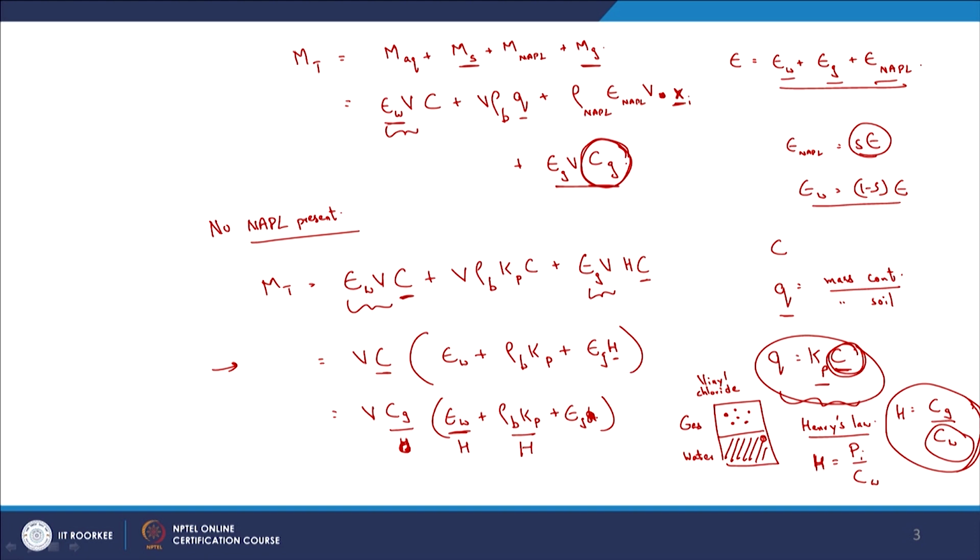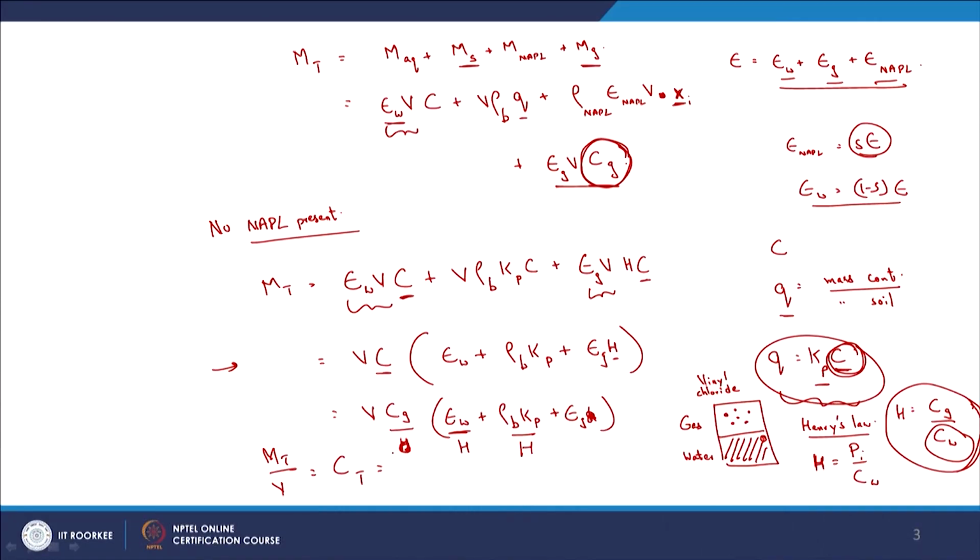How else can I simplify this further? M total by V, the total mass by the total volume, will be the total concentration. That gives us an idea that the contaminant is spread over three phases: water, soil and the gaseous phase. The total concentration sometimes just gives you an idea of the relevant system. I took the volume out to the left hand side: concentration of the gas by Henry's constant, rho B K P by Henry's constant, plus the porosity occupied by this gas.